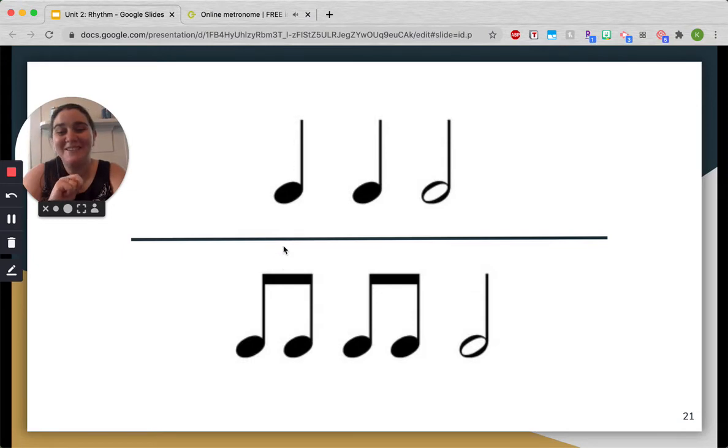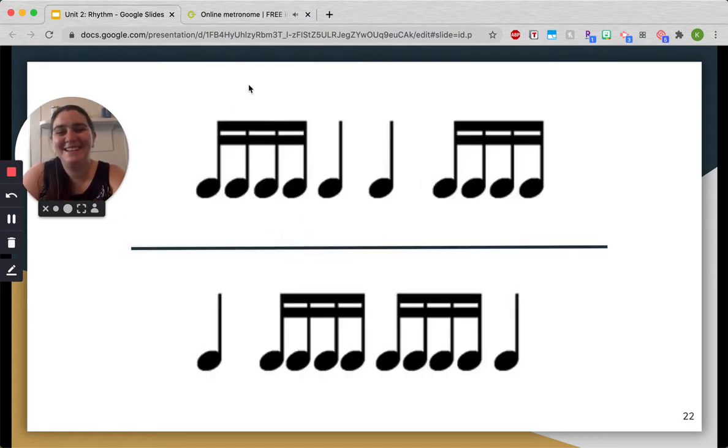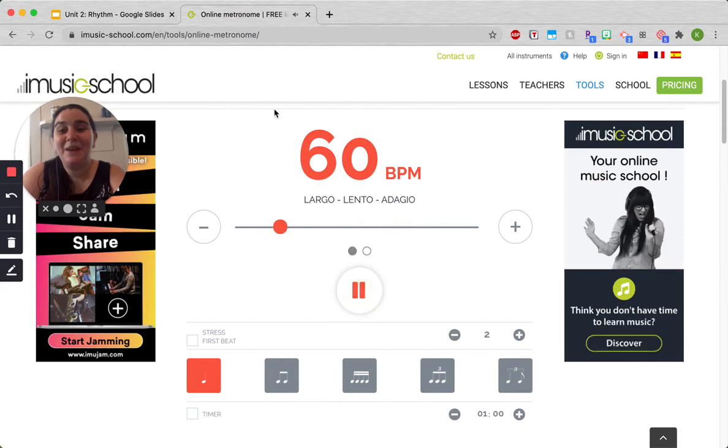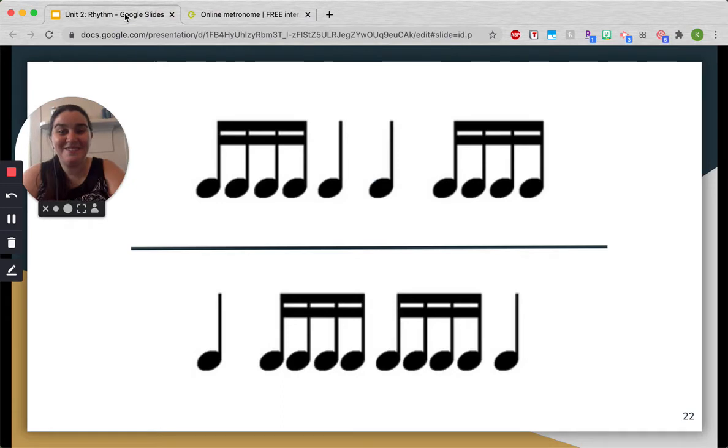Let's try the second one. Clap and say with me. 1 and 2 and ready, go. Ti, ti, ti, ti, ta. Good. Let's do a little more. Ooh, this is a little more difficult. Pause the video, try to figure it out by yourself.